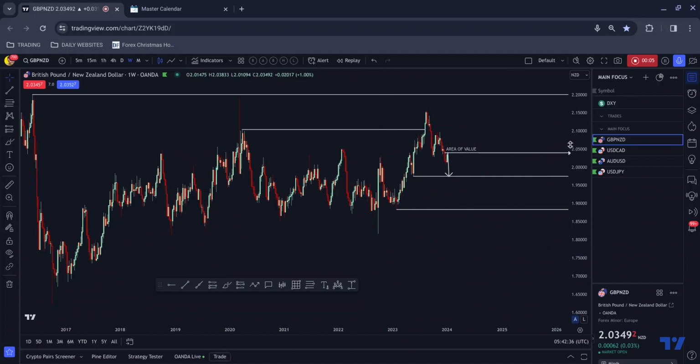Today I have four pairs on watch: pound Kiwi, dollar CAD, Aussie dollar, and dollar yen. Let's break these down for you now. We have a lot to get through today, so let's break down my favorite of the bunch. First of all, pound Kiwi.